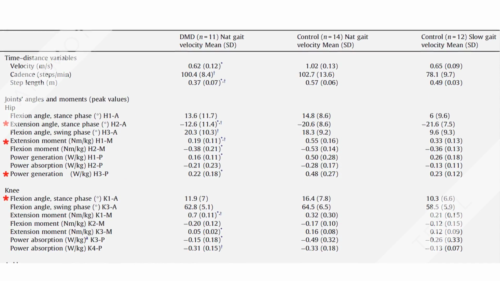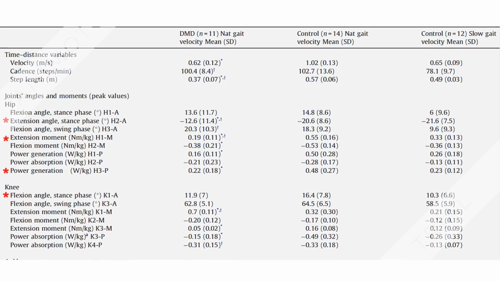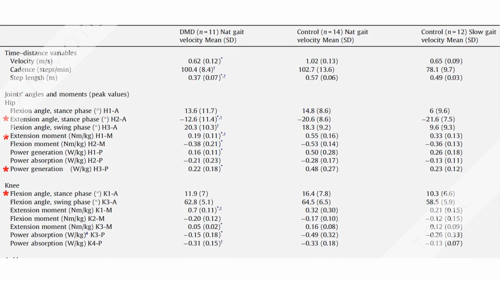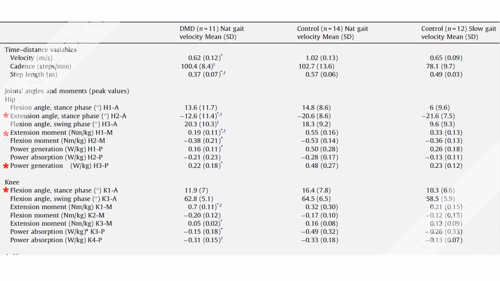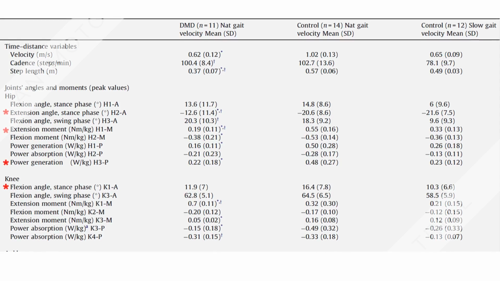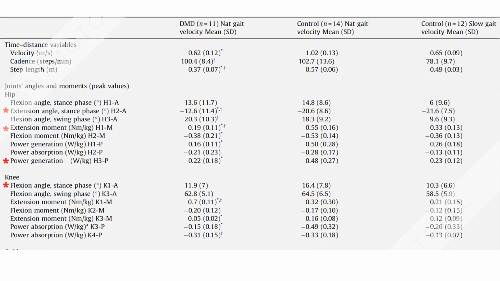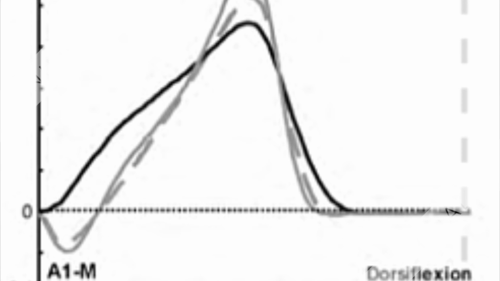This table displays the differences between the DMD and the healthy subjects. The red stars indicate some of the more prominent differences, including the fact that those with DMD had lower peak hip extension angles and a lower hip extension moment during stance. As a result, there was less knee flexion upon heel strike, and when compared to healthy subjects walking naturally, there was less power generation present.